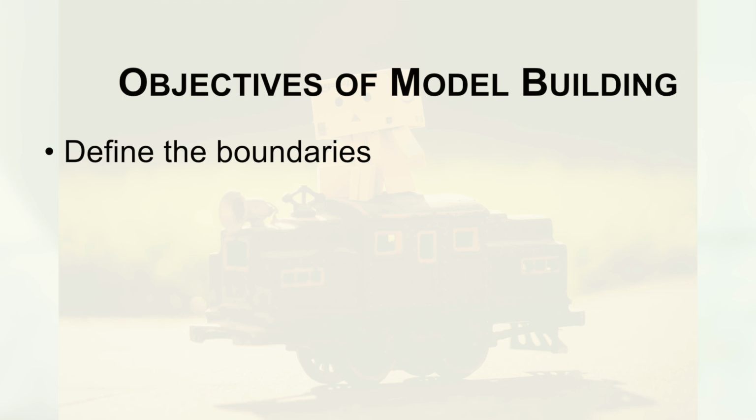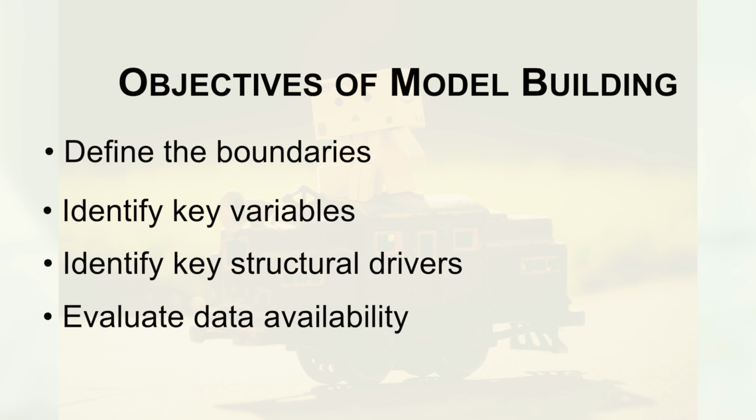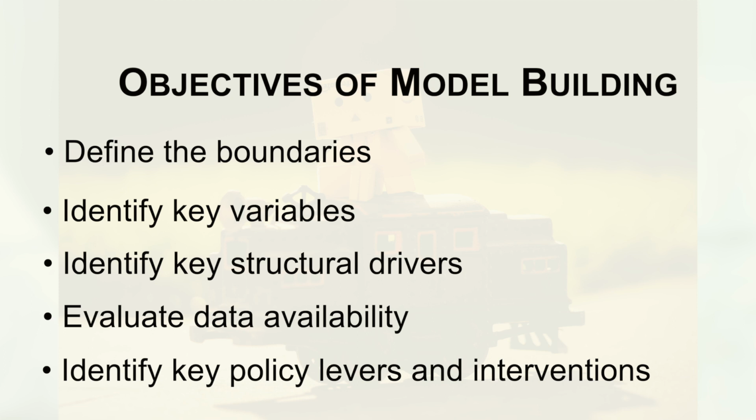There are many objectives. The first one is defining the boundaries, or we can say defining the extremities, defining the limits. The second objective is identifying the key variables, like which factors are influencing this particular process, design or system. Identifying the key structural drivers, that is, which will speed up the particular process or which will enhance the design of a particular process or improve its quality. Then the next one is evaluating the availability of data, and the last objective is identifying the key policy levers and interventions.